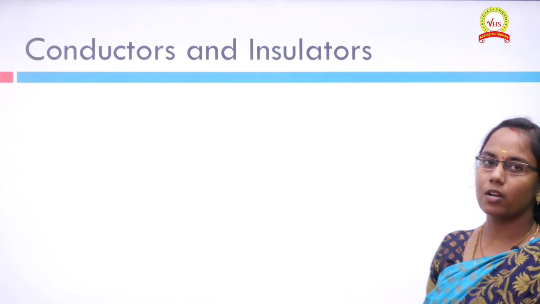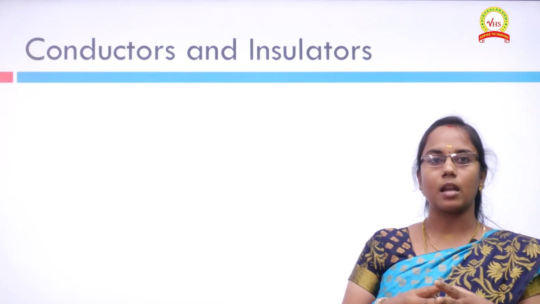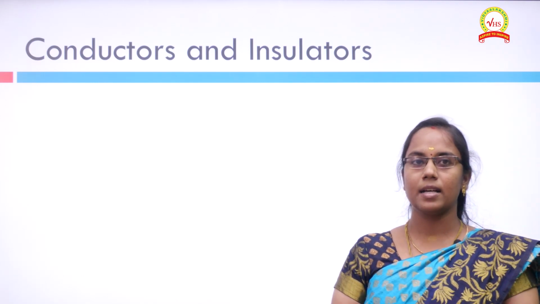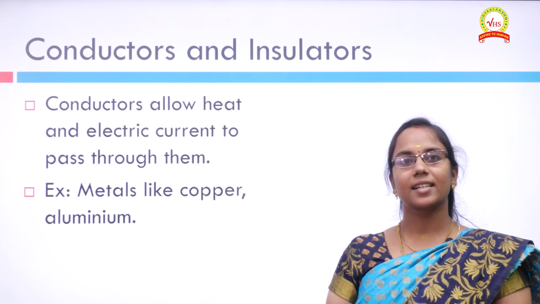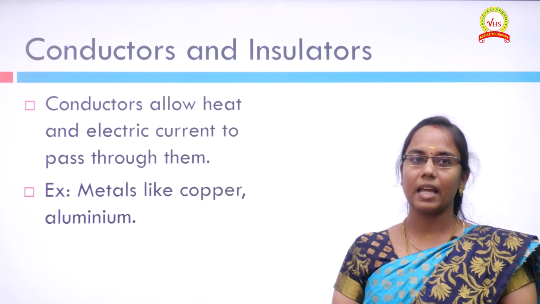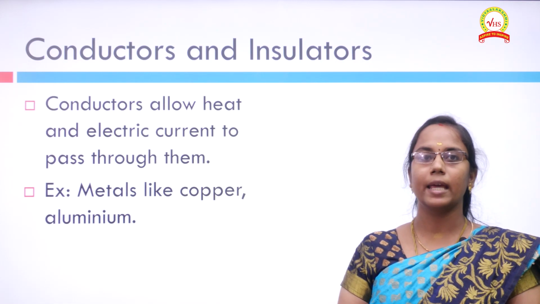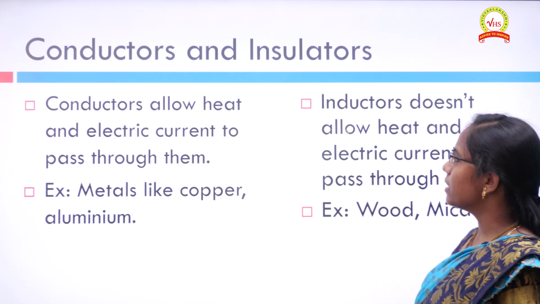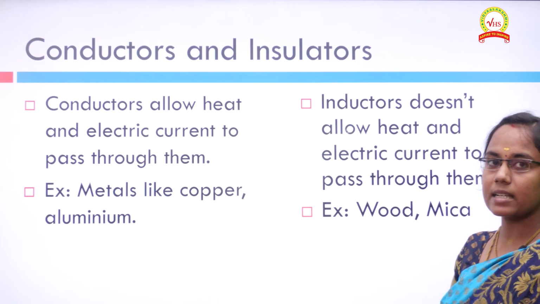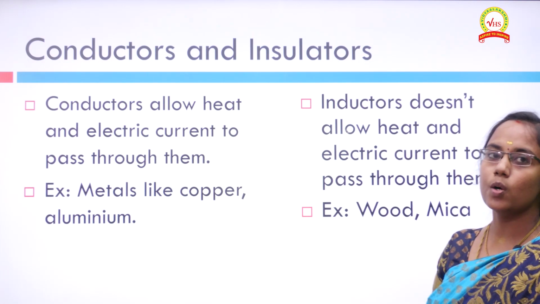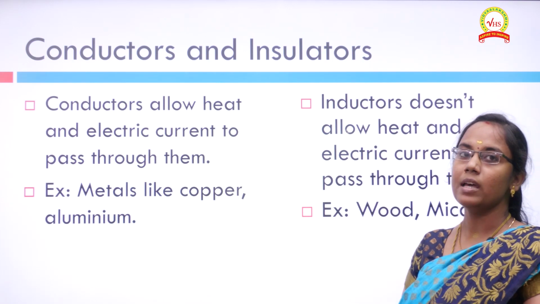The next topic that we are going to learn is conductors and insulators. The materials that are around us are broadly classified as conductors and insulators. We know what are conductors, right? Conductors will usually allow heat and electric current to pass through them. Most of the metals like copper and aluminium are examples of conductors. And insulators are nothing but the objects which do not allow heat and electric current to pass through them. Usually wood or mica or the plastic components are the examples of insulators.